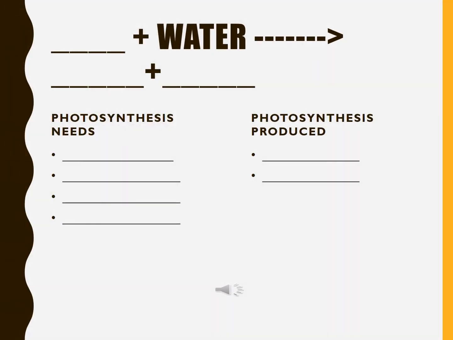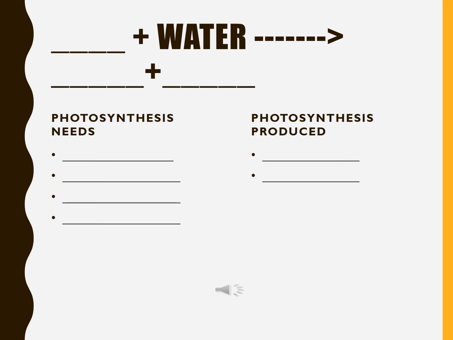Here is the roadmap equation for photosynthesis. You have to fill in these blanks. In the first blank you have to write the correct option. Then I have entered here water. Then next is arrow. Above and below arrow you should write the reactants. Then two blanks are for the products.